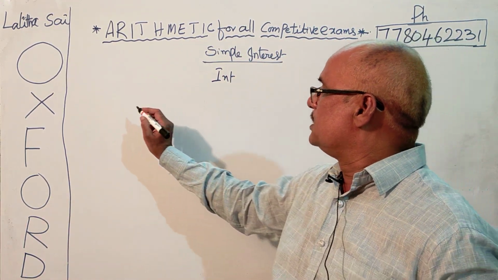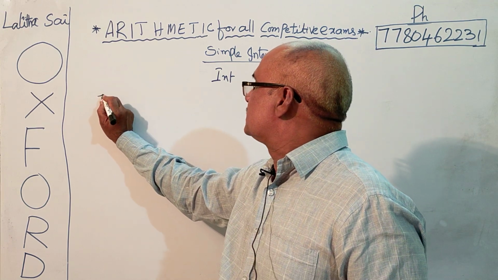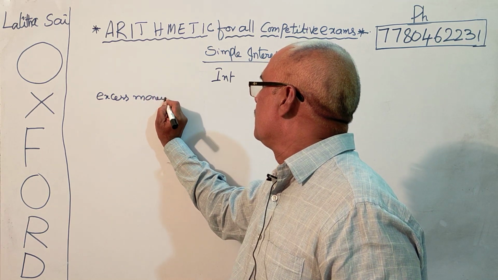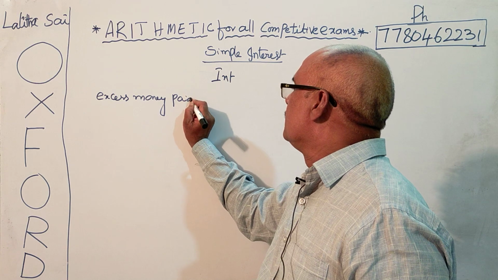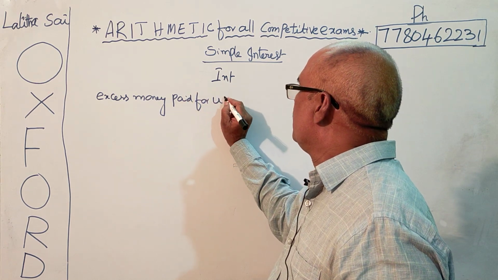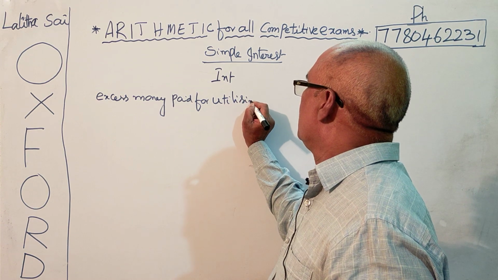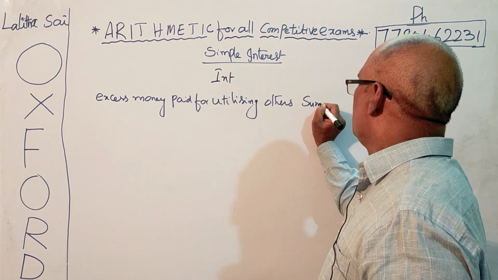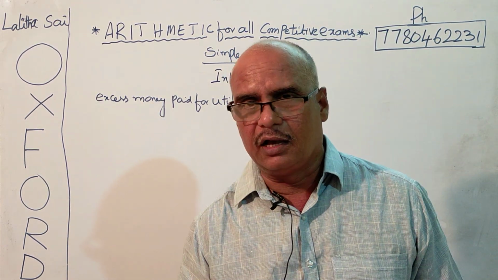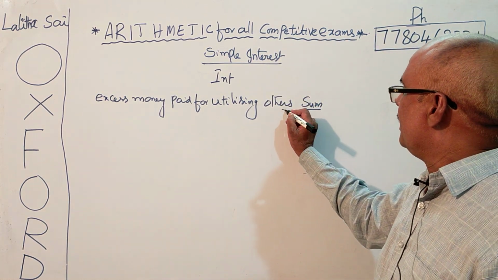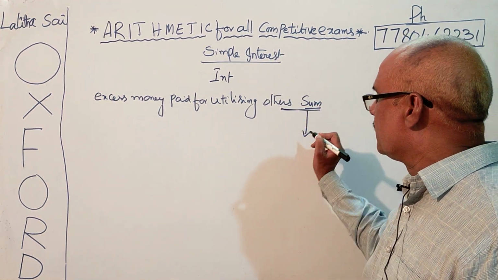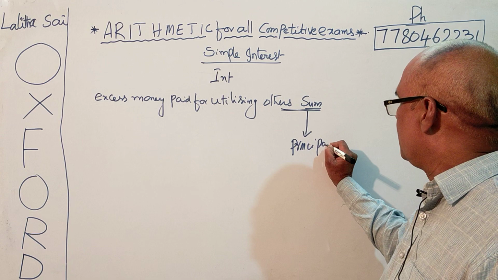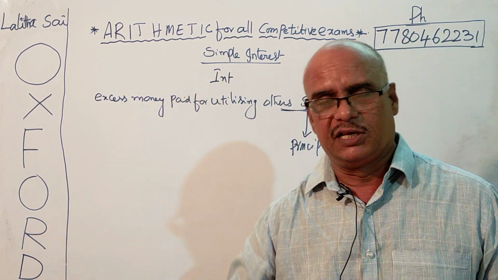Now interest means this is excess money paid for utilizing others' sum. I am using the word sum here. Here excess money I have used. Okay, this sum, the other sum, there is a particular name for it, that is called principal. And it is indicated by P generally in this lesson.